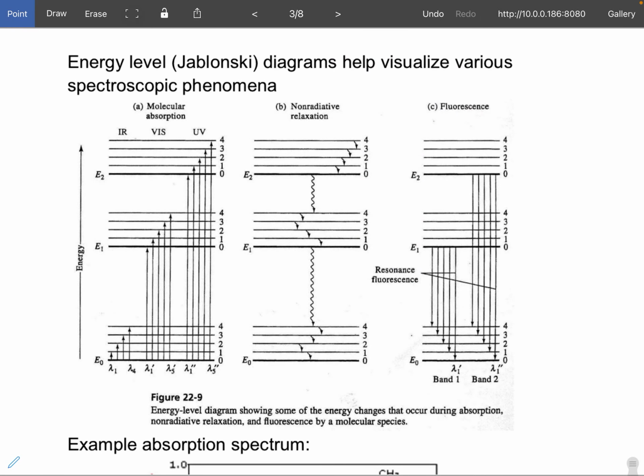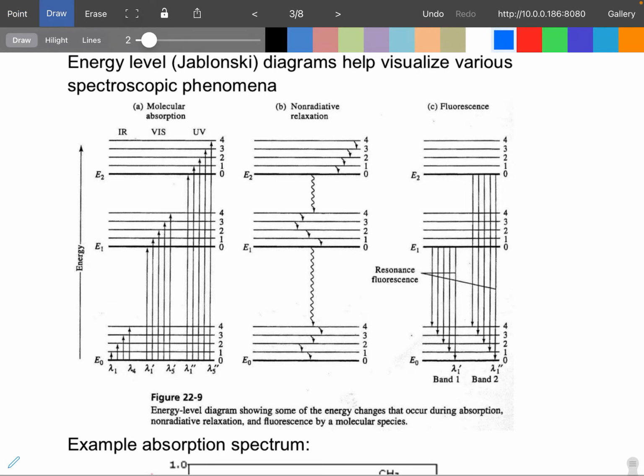So energy level diagrams are shown here. These are also called Jablonski diagrams. These help us understand some of these basic phenomena. And what we're looking at here is, let's look at the first panel. Notice we have these different electronic energy levels, right? So this says E0, but it's kind of like saying n equals 1, n equals 2, n equals 3. And so those are the electronic states.